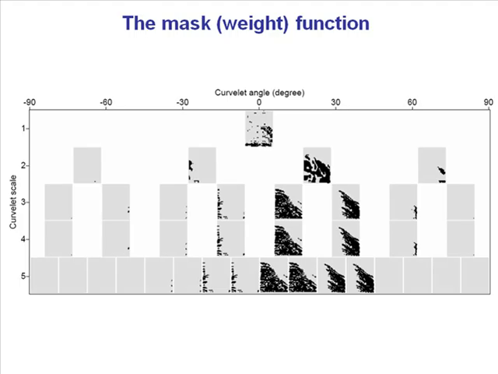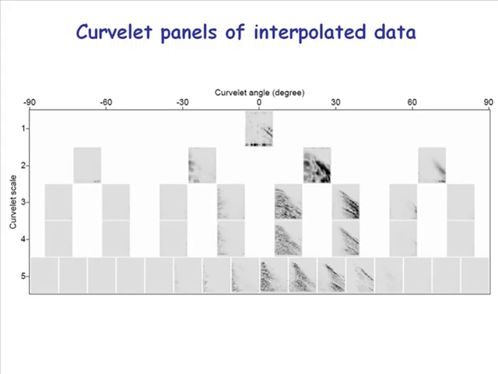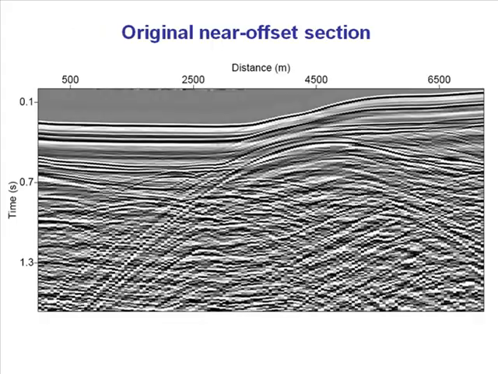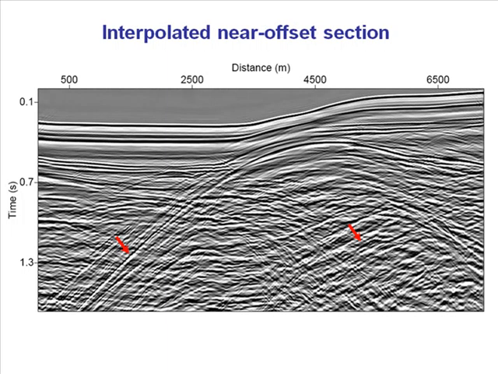So curvelets decompose my data. And this mask function that I'm building is based on just scale 3 and projected to the bottom scales. And this is the curvelets after eliminating those unwanted parts using this mask function. This is a near offset section example. This one still has lots of complicated events like diffractions and aliased events here. So I interpolated this one using curvelets as well.